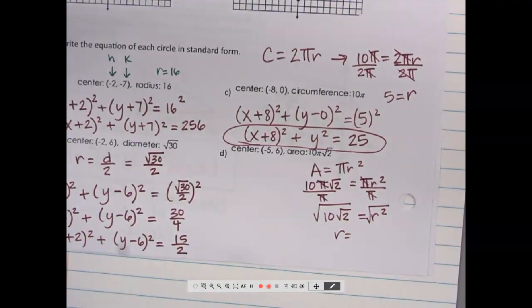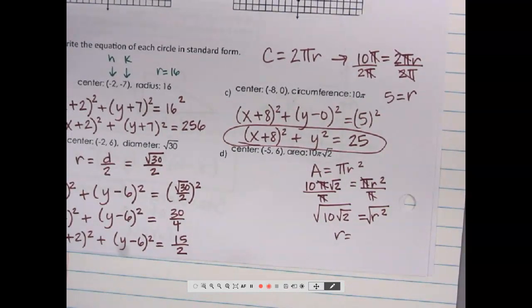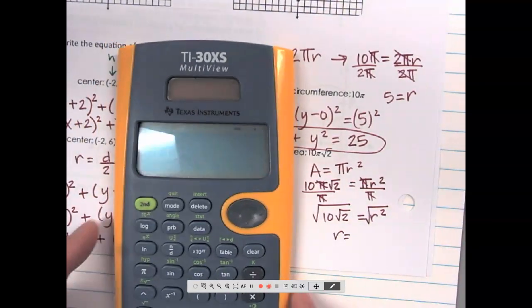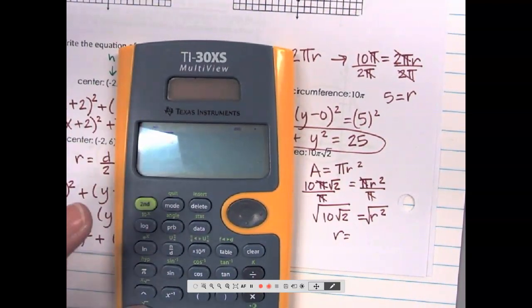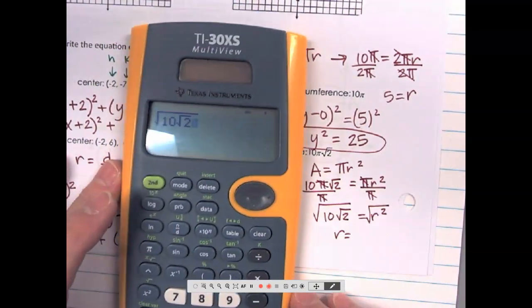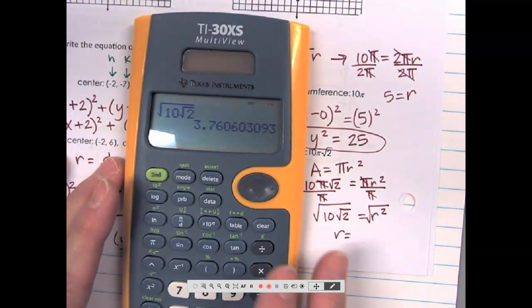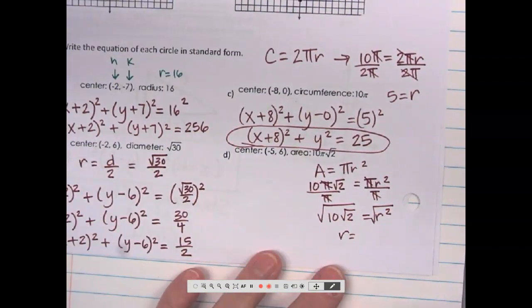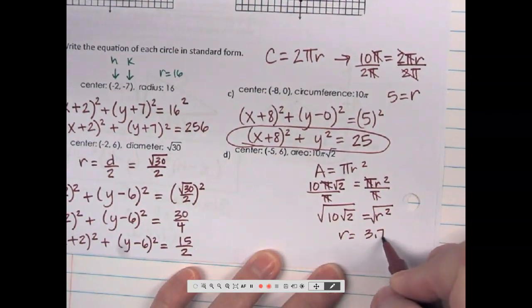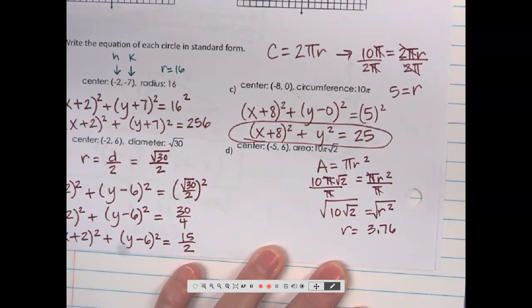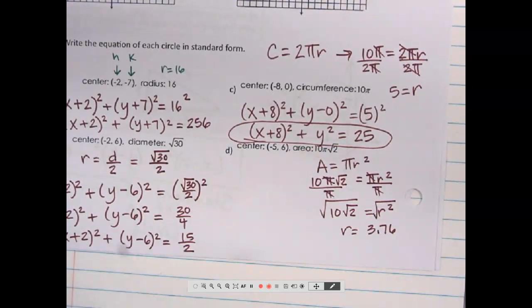And let's see, crunch that through your calculator. If you need a calculator, go ahead and grab it. And let's see what our square root of 10 square root of 2 equals. 3.76. Okay, so all that to find our radius.